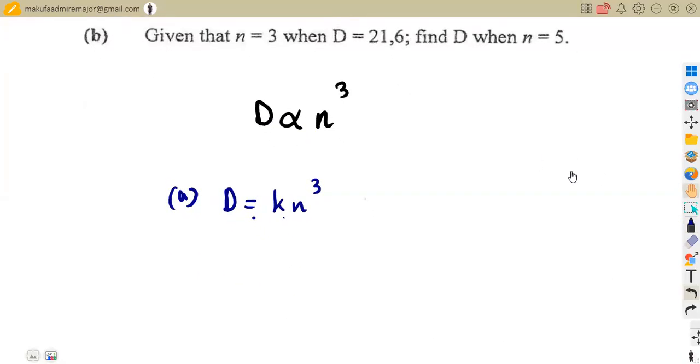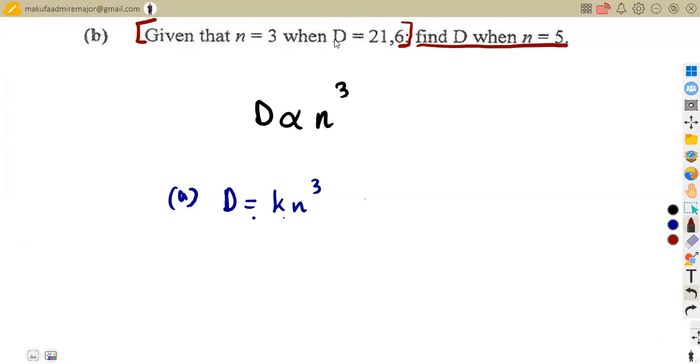Then this part on B, we are now given that n is equal to 3 when d is equal to 21,6. And this part here, it's on its own. It's information that you are supposed to work with. Find this. It's another question that you are given, and we are talking about something else there. From what we are given, what is it that we are supposed to find?